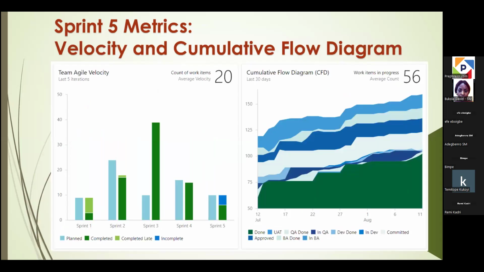Okay, velocity and cumulative flow diagram for sprint 5. The velocity shows the cumulative work we've done since the beginning of this program, from sprint 1 up to sprint 5. It shows what we were able to complete and the ones we were not able to complete during the sprint, while the cumulative flow chart shows the workflow of each story on the board.